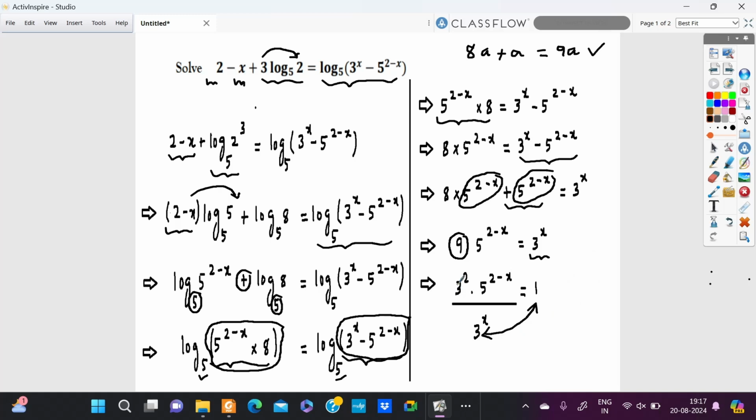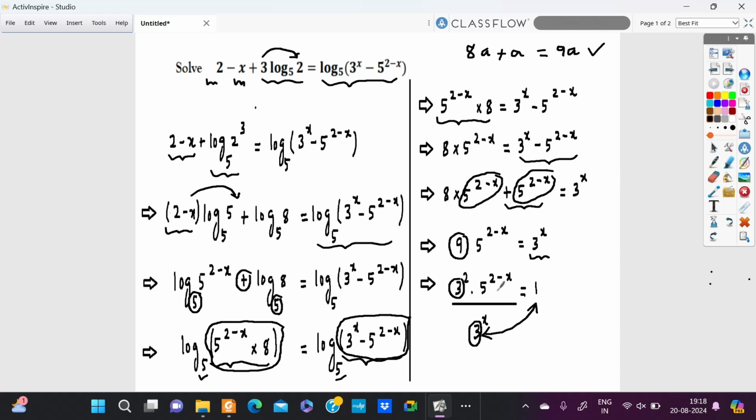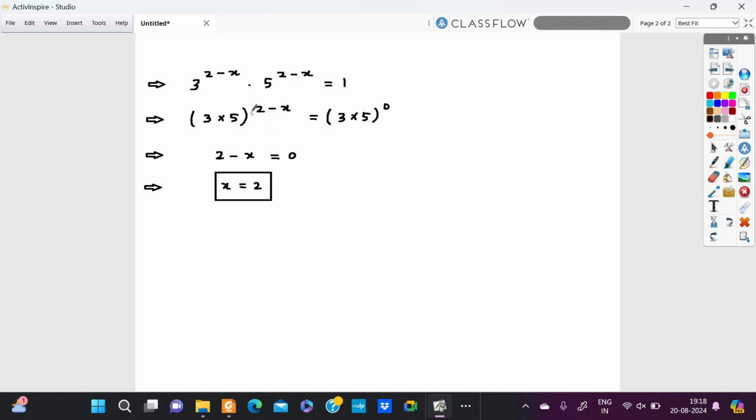Yes. Now if you see in division, when you have same bases, those two exponents could be subtracted. So 3 to the power of 2 divided by 3 to the power of x, the next step could be 3 to the power of 2 minus x, and we already have 5 to the power of 2 minus x on the numerator. So therefore we have on the left hand side 3 to the power of 2 minus x times 5 to the power of 2 minus x is equal to 1.